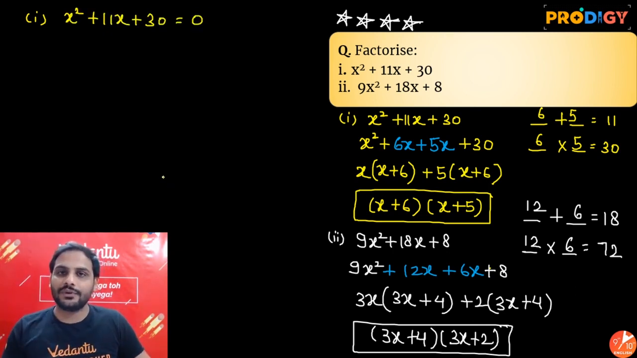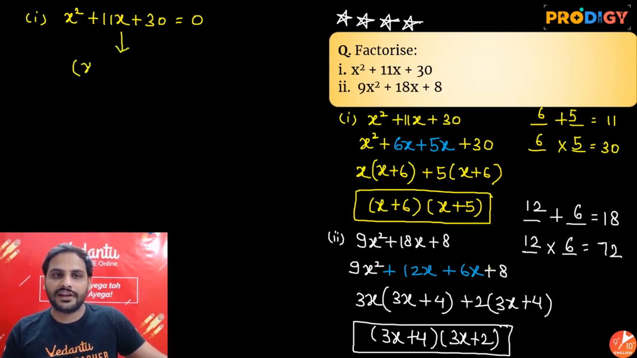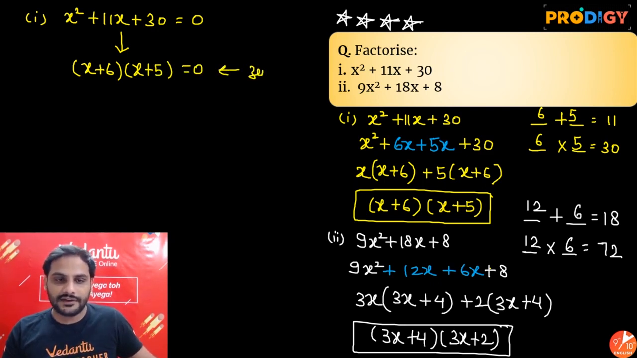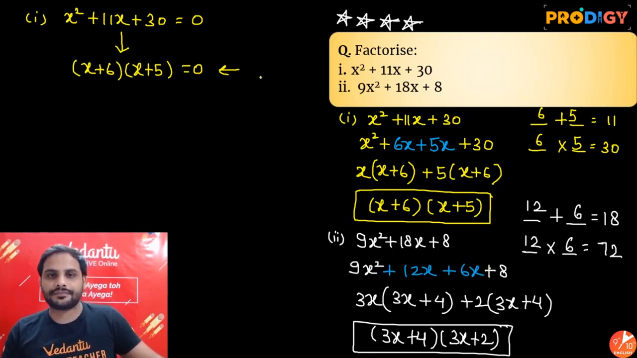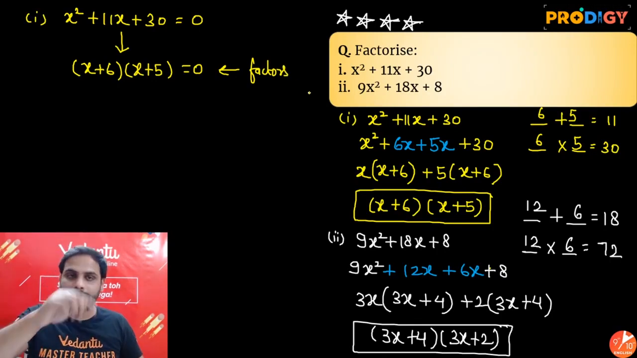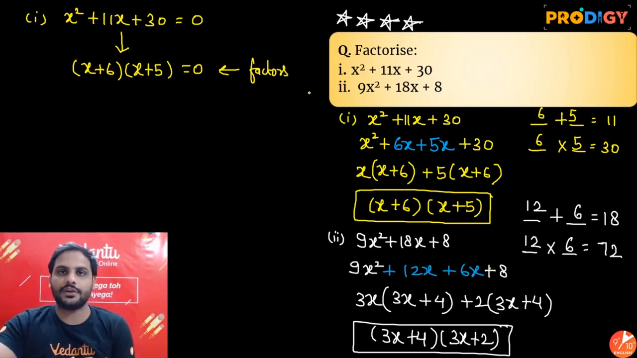To get its solution, what we do is we do the factorization. So its factorization, guys, we have got it as x plus 6 into x plus 5 equal to 0. So these are called your factors. These are your factors of this given quadratic equation.